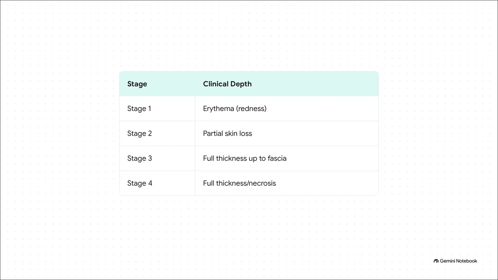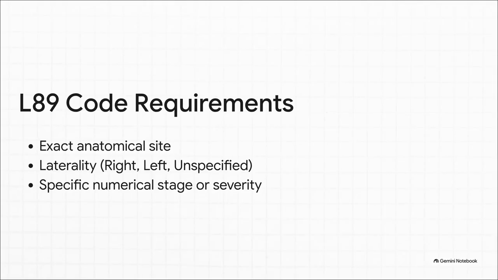Makes sense, right? But to actually build that complete L89 code, you absolutely need 3 mandatory puzzle pieces straight from the documentation. You need the exact anatomical site, the laterality, meaning right, left, or unspecified, and the specific numerical stage we literally just covered. Miss even one of these, your code is incomplete. And incomplete usually means an automatic denial.